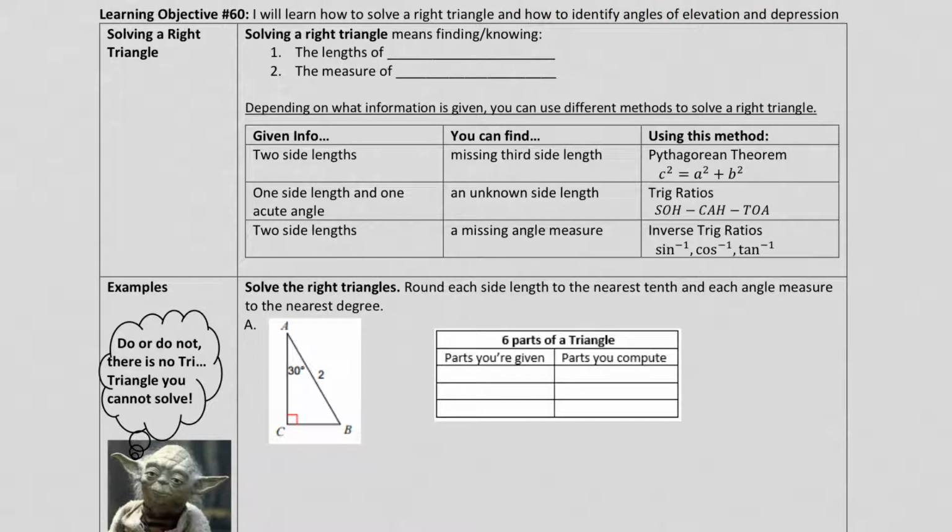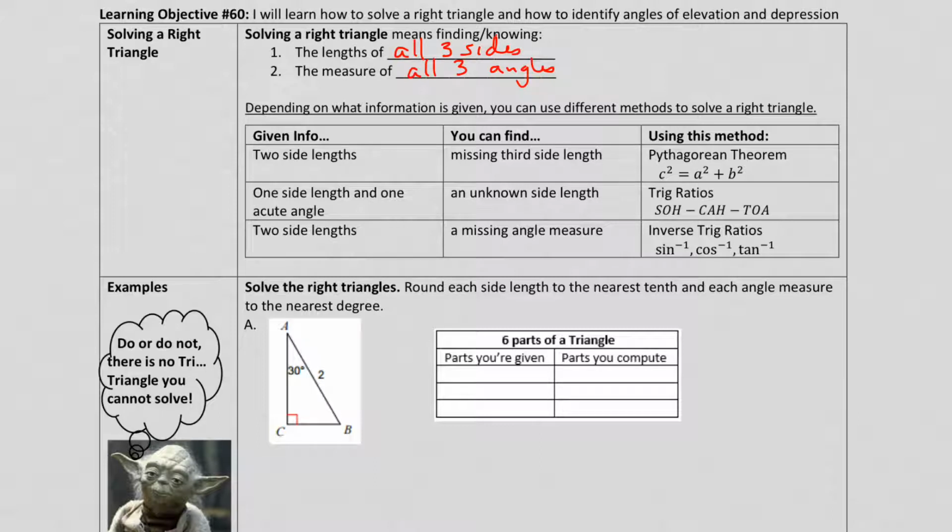So two goals today. First, if you're ever asked to solve a right triangle, what that means is you want to find the lengths of all three sides, and I want to know the measure of all three angles. So if you're asked to solve a right triangle, I'm going to ask you to find the length and measure of all three sides and angles. I want to find all 6 parts. They all have to have values.